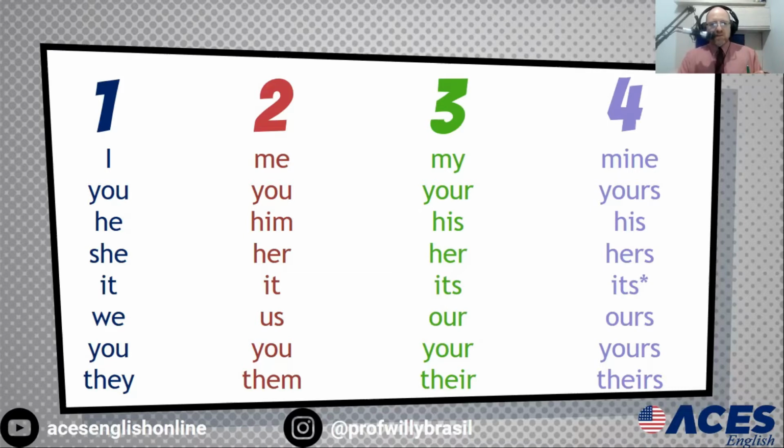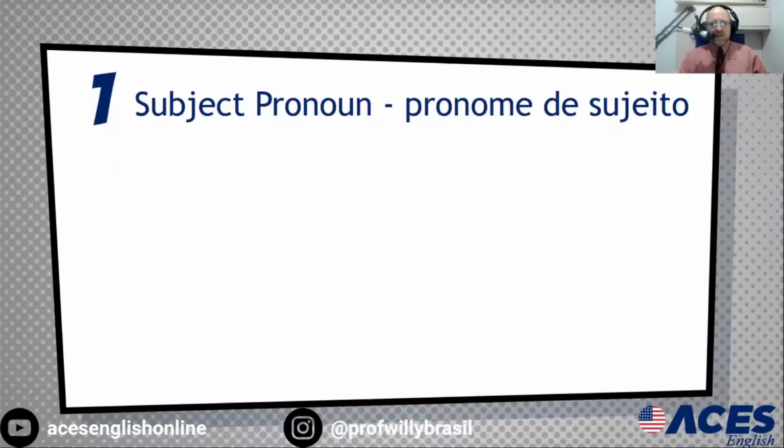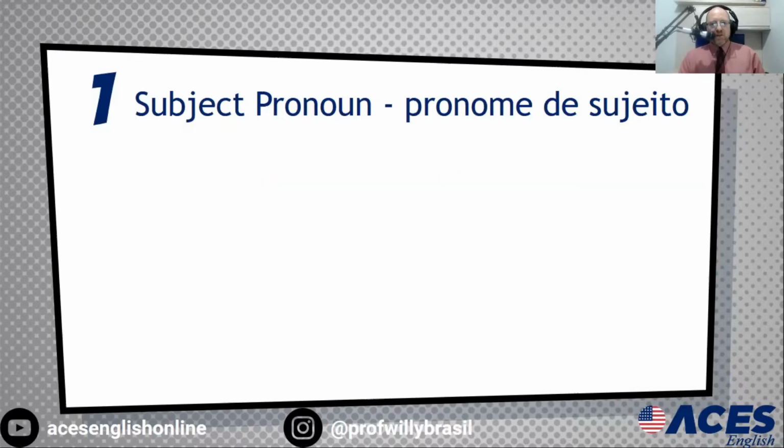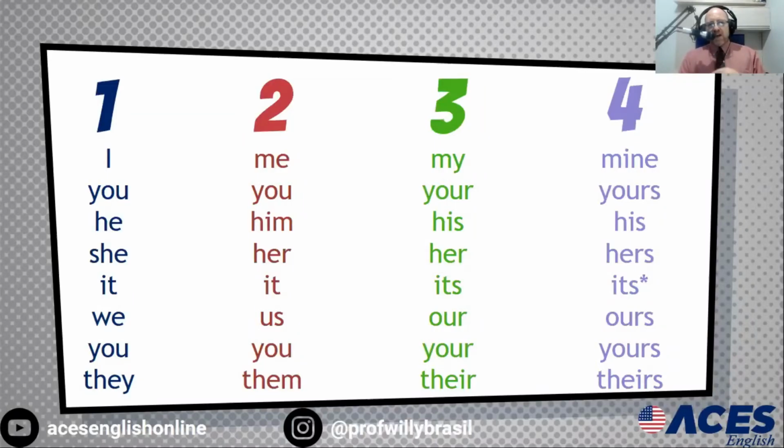The subject pronouns are the ones that are acting in the sentence. The object pronouns, pronomes de objeto, those are the ones that are receiving the action. So if I go with her, then I am acting, I am going, and she is receiving the action. I am going with who? With her. So she is receiving the action. So column 1, subject pronouns, they are the actors.